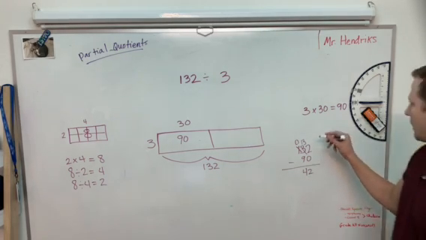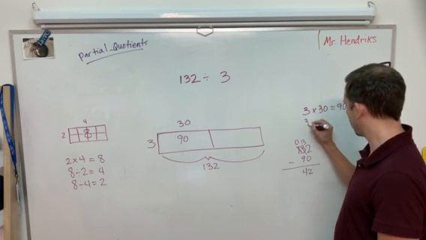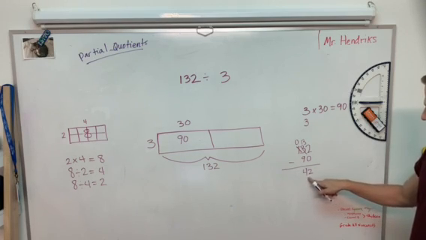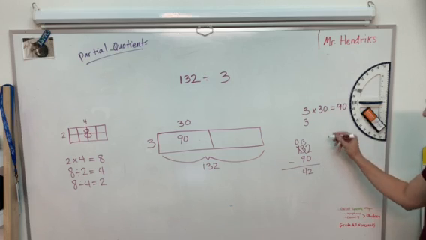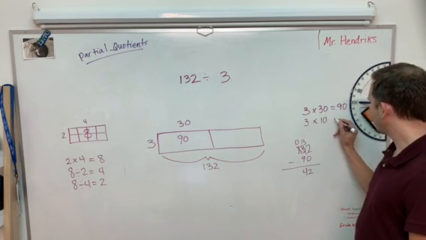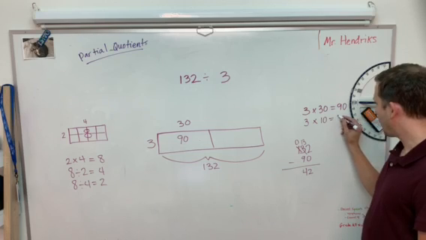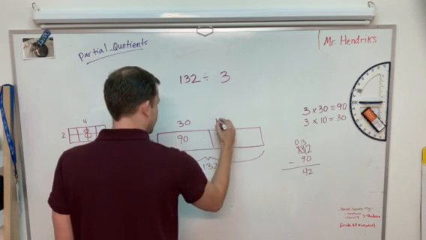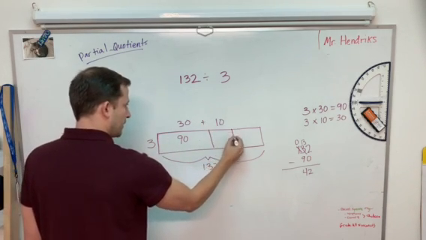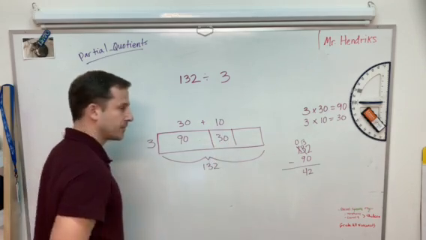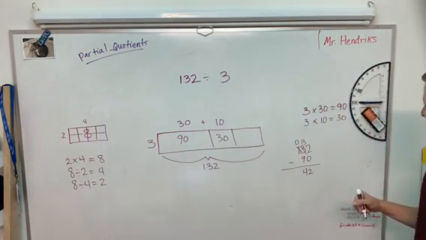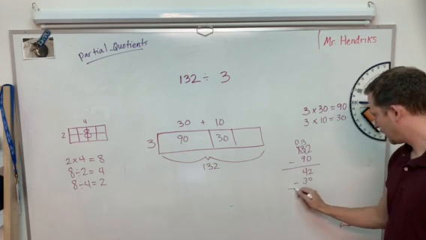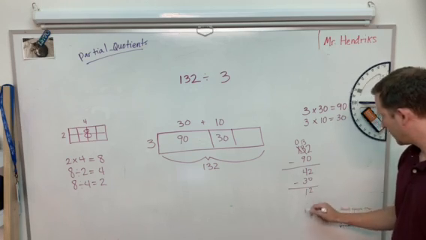Now, I could do another partial quotient. And I know 3 times 10 is 30. So I could use 10, because 30 doesn't use up all 42. So that's going to have me use another 30. So 3 times 10 has me use up another 30. Okay, but I need to take that 30 away from what I had left from before. And that's going to leave me with 12.